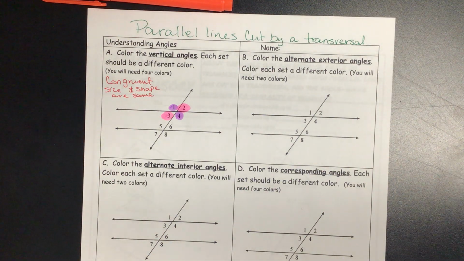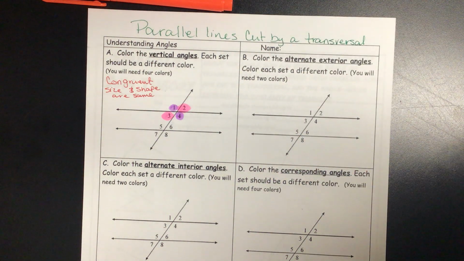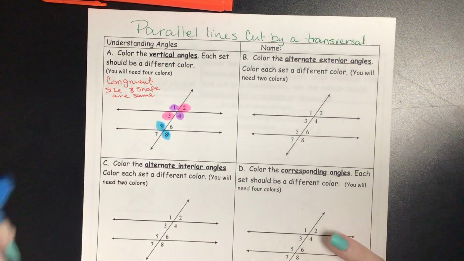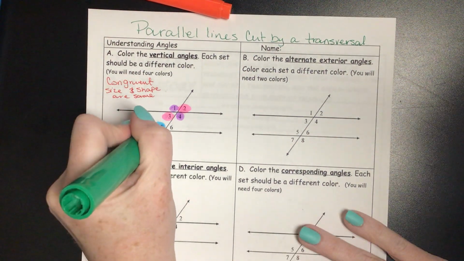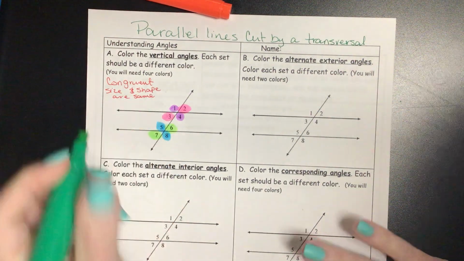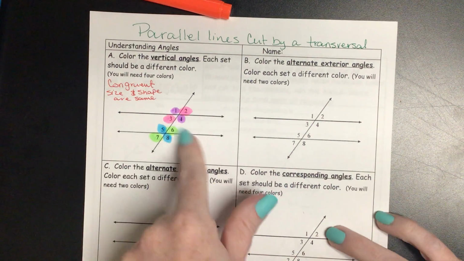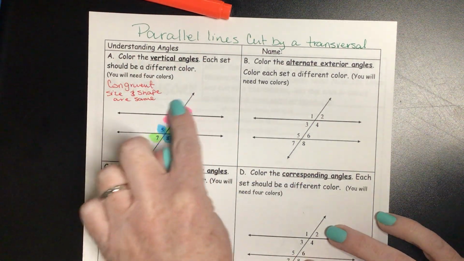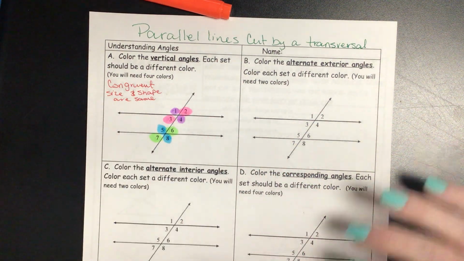Can you find another set of vertical angles like 1 and 4? Another set would be 5 and 8. And lastly, we have 6 and 7. So again, vertical angles are congruent angles along one parallel transversal intersection. Okay.